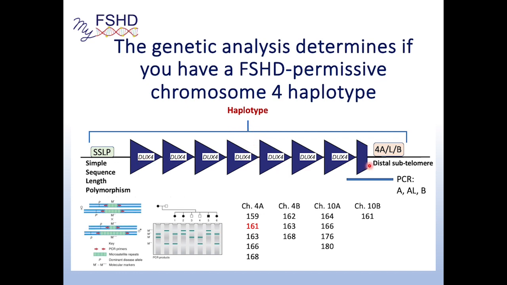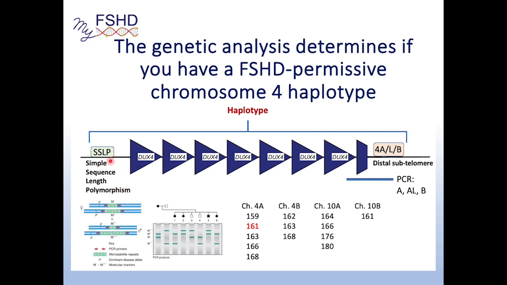The first thing we're going to do is a PCR, polymerase chain reaction, a genetic test that is specific for 4A, 4AL, and B, to find out what you are. Do you have an A, an AL, a B, two A's, two ALs, AB, whatever. We'll figure out what your subtelomere is. We're also going to figure out your SSLP, because your SSLP is often linked to your subtelomere. It's a haplotype. They're inherited together.